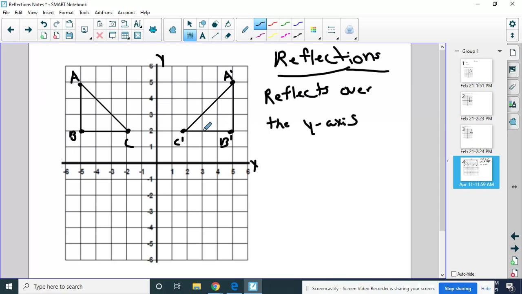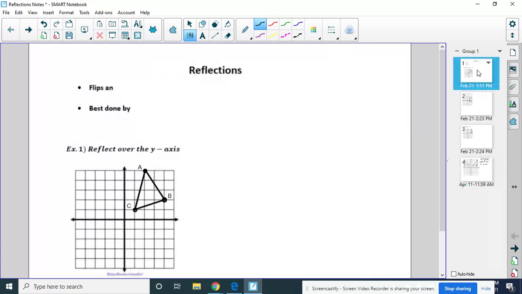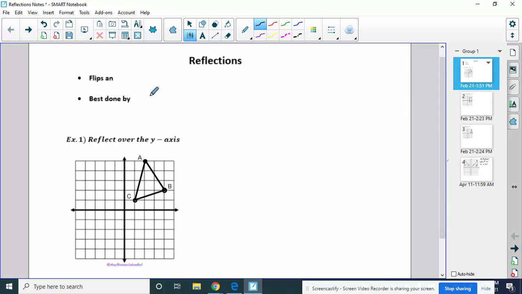Okay, so we're going to do a full example together with a couple little statements. So if you need to pause this and you want to copy this down, you can. Otherwise, we're going to do an example, and then after that example, we're going to do the rest together in class. So here we go. A reflection flips an image over a line.